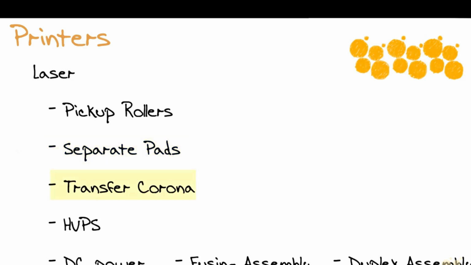Then there's that transfer corona that applies a uniform positive charge to the paper. We have the high voltage power supply that delivers high voltages needed to make the printing process happen. And this is converting our 120 volt household AC current into high DC voltages. So there's a DC power supply and then a fusing assembly that melts the plastic resin in the toner so that it adheres to the paper.